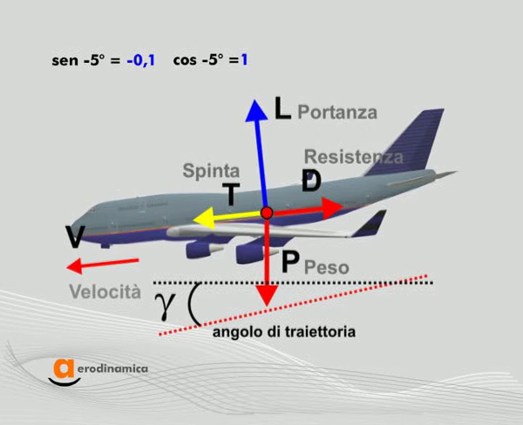We can write the equilibrium equations. Thrust equal drag minus 0.1 weight. Lift equal weight. Moment equals 0. This time, the engine has to provide less thrust because the weight helps contrasting the drag. The weight component helps overcome the aerodynamic drag at the expense of gravity.